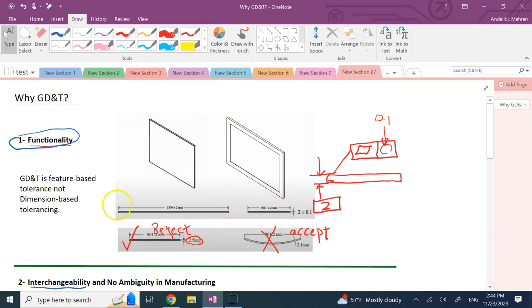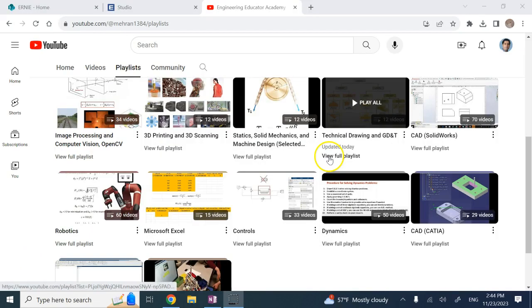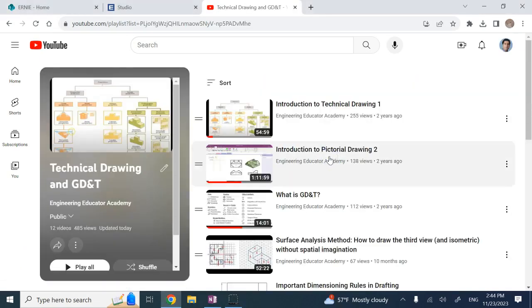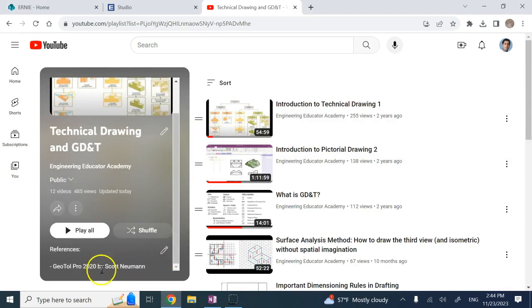So hopefully this video enlightened you a little bit about GD&T and why it is important. And by the way, a lot of the material that I used and will use from now on comes from this reference here. This is a very, very beautiful book, GD&T Pro 2020 by Scott Neumann, or Newman, I'm not sure how to pronounce his name.